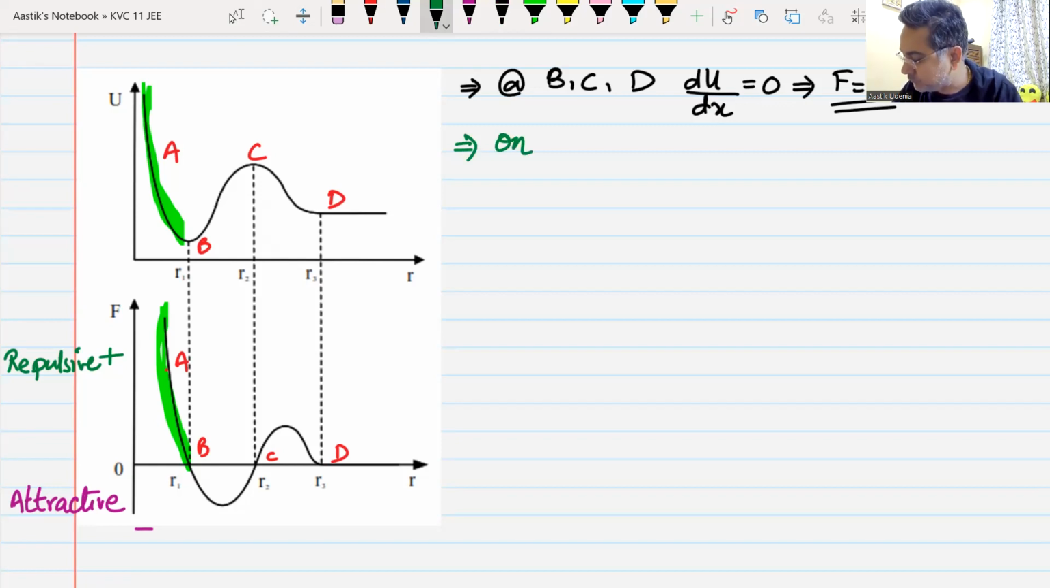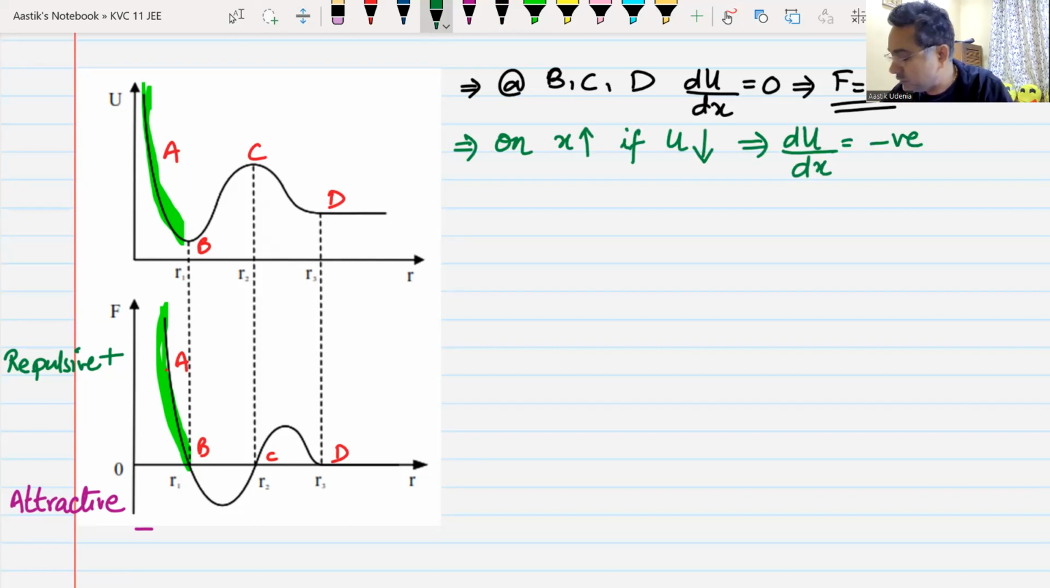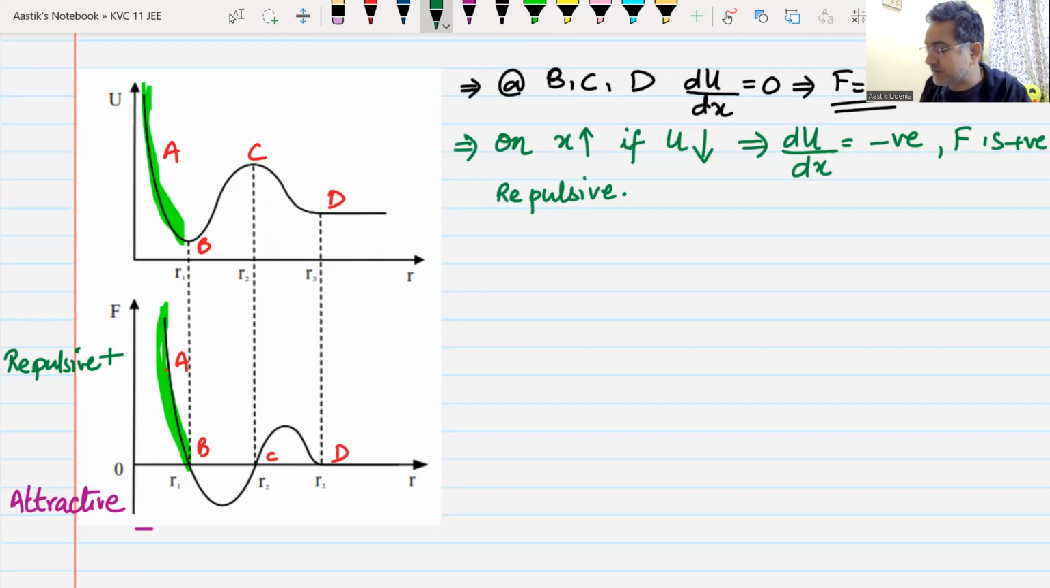When x increases, if the potential energy decreases, that implies that the slope dU by dx is negative, and force is the negative of the slope, so force is positive. When I mean positive force, that force is repulsive.